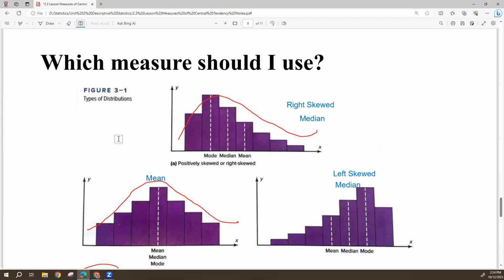So there are different measures of tendency based on the way our histogram or distribution looks. And you would want to choose the mean for a symmetric distribution. And for a skewed distribution, we would want to talk about the median as our measure of the center.